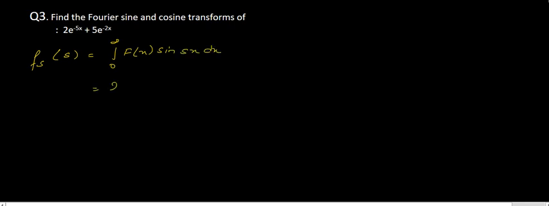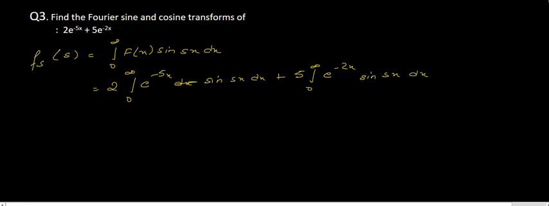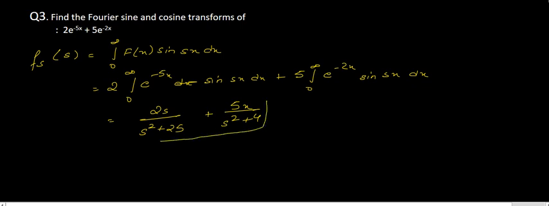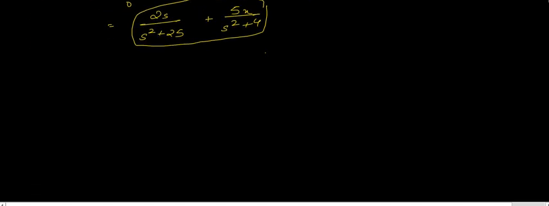So it will be 2 into the integration from 0 to infinity e to the power minus 5x sine of sx dx plus 5 into the integration from 0 to infinity e to the power minus 2x sine sx dx. Solving this, I have only solved this previously to save the time of the video. So it will be 2s by s square plus 25 plus 5s by s square plus 4. So this is our sine transform of the given function. Now we need to find the cosine transform. So let us find the cosine transform.